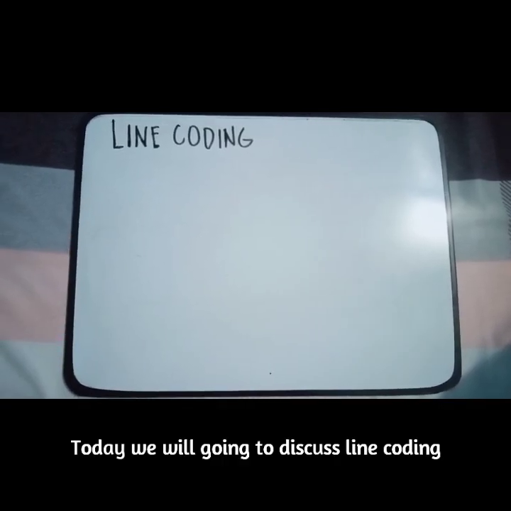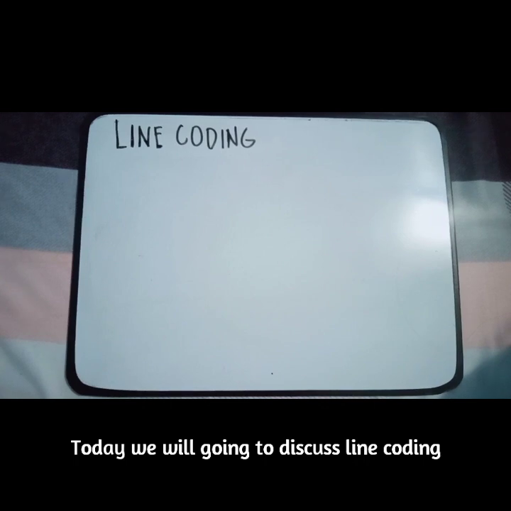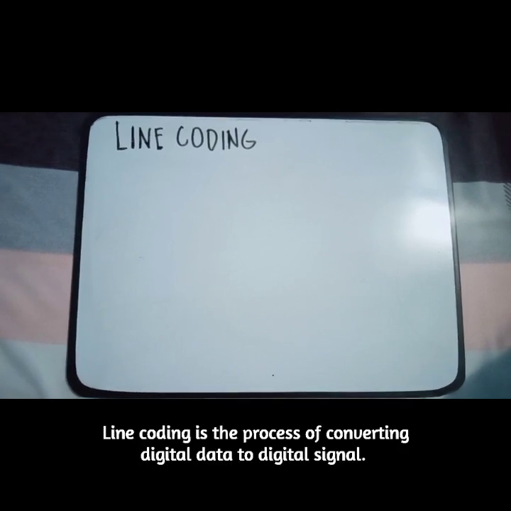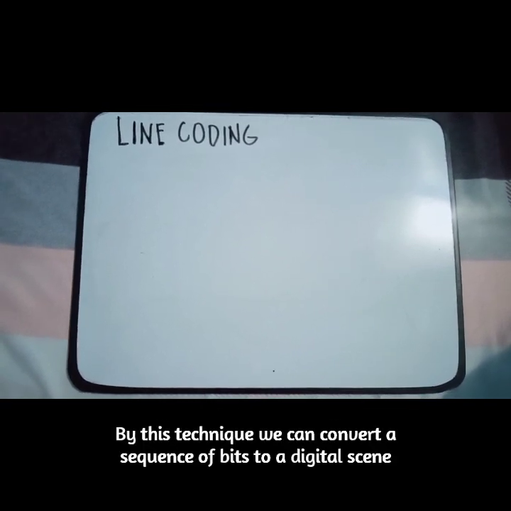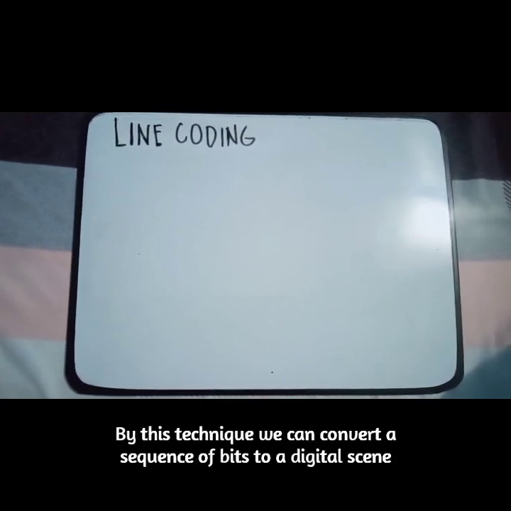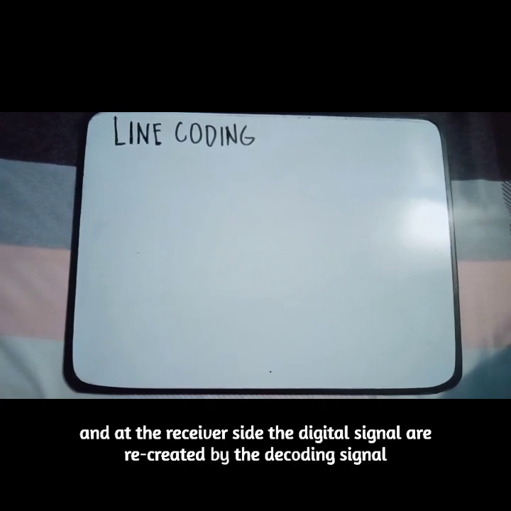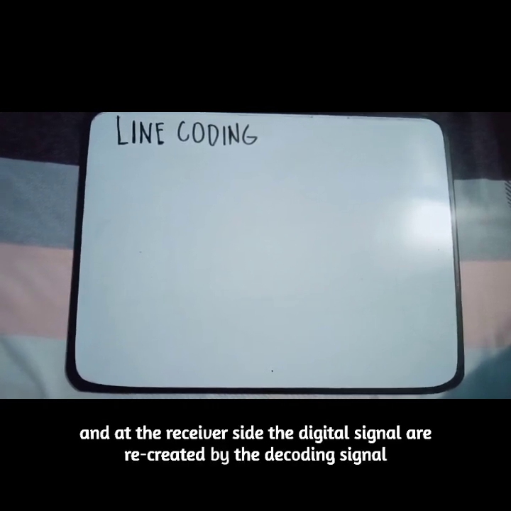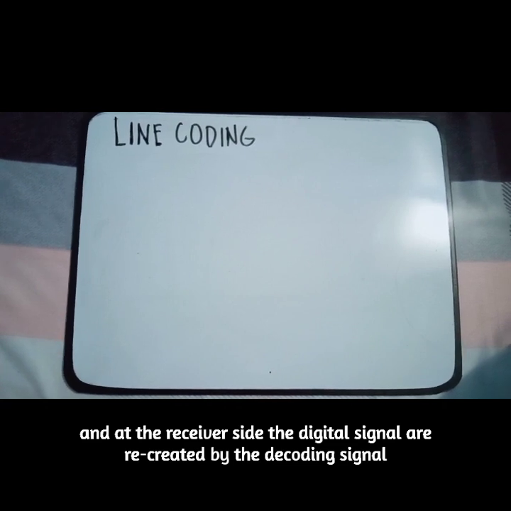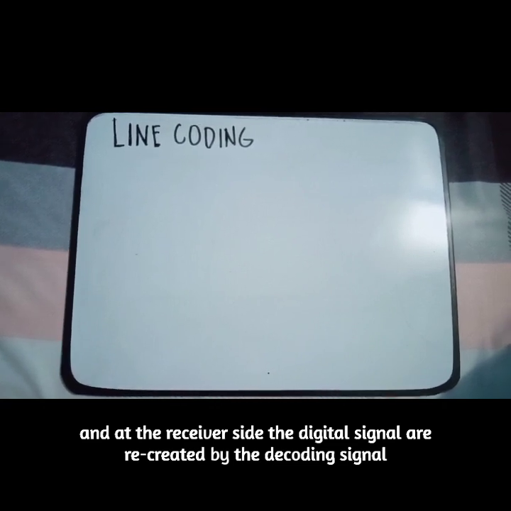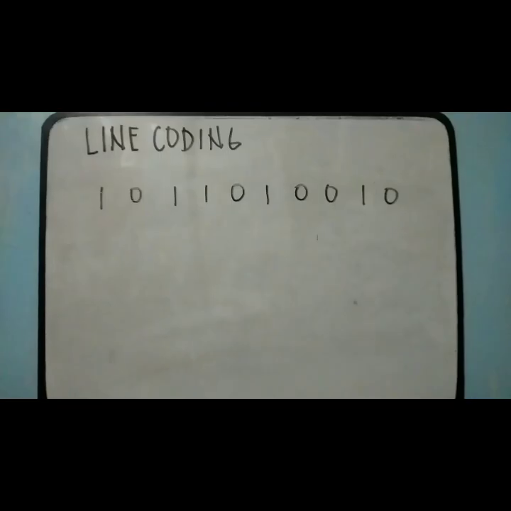Today we are going to discuss line coding. So what is line coding? Line coding is the process of converting digital data to digital signals. By this technique, we can convert a sequence of bits to a digital signal. At the sender side, digital data are encoded into a digital signal, and at the receiver side, the digital signal is recreated by decoding the signal.